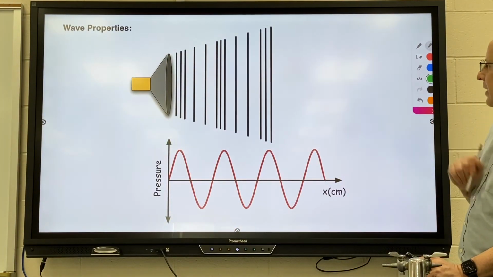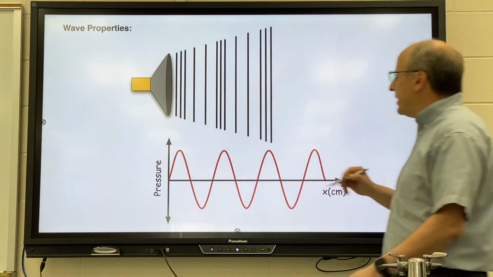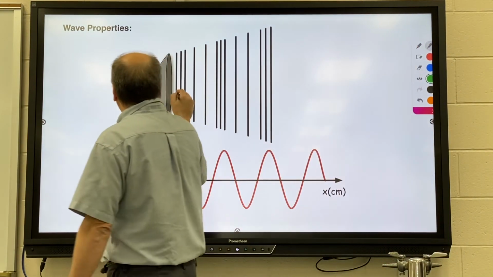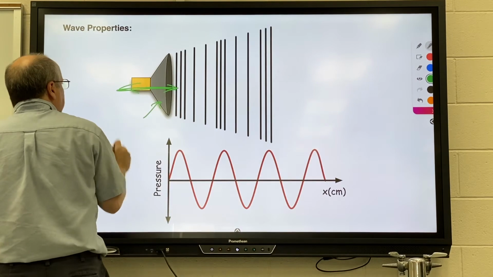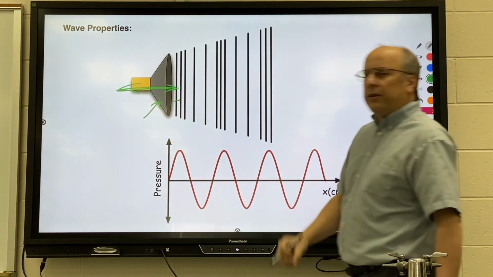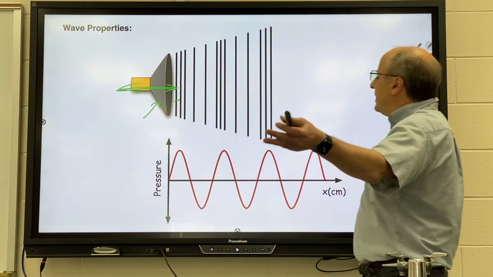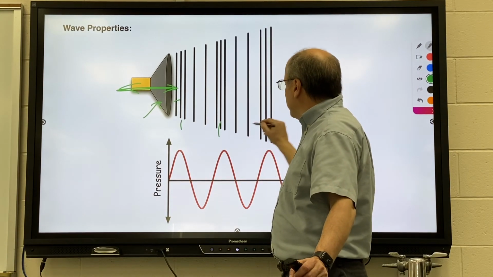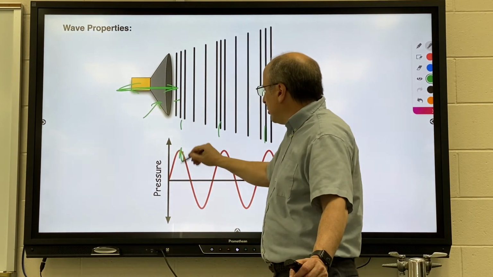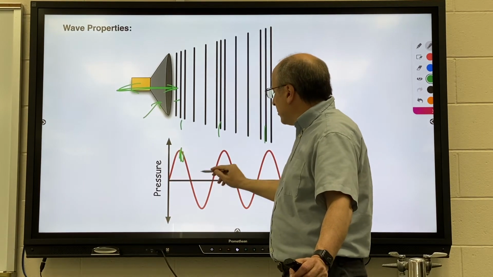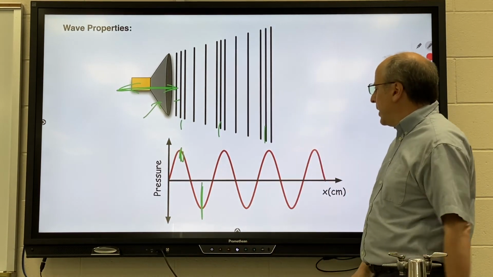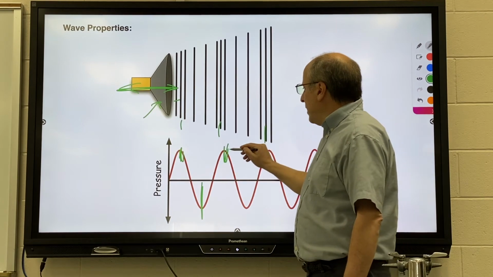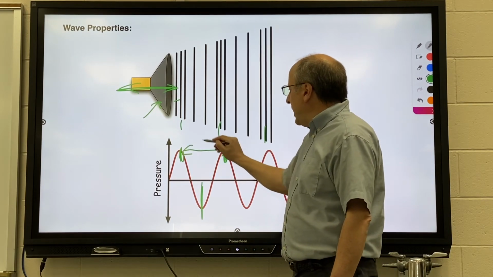Okay? With your sound wave, you might want to draw something that looks like this. This is the speaker. It moves back and forth. It compresses the air in front of it. It spreads the air out as it moves backwards. These compressions are going to be high pressure. The part where they're spread apart is going to be low pressure. This would be the wavelength of your wave.